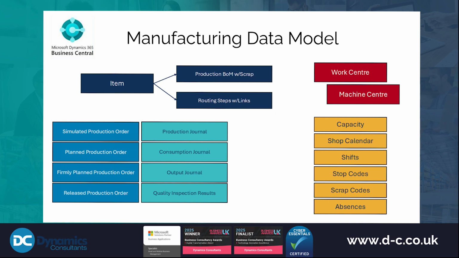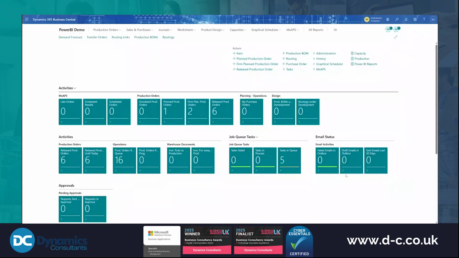Now, additional setup includes capacity and efficiency settings and shop calendars. You have to define operation schedules, shift definitions, stop reason codes for downtime, scrap reason codes, and machine absences, which can be things such as scheduled maintenance. Now, these absences refer to machine availability rather than employee absences. All of these features become available once the premium version of Business Central is activated. They are not present in the Essentials license.